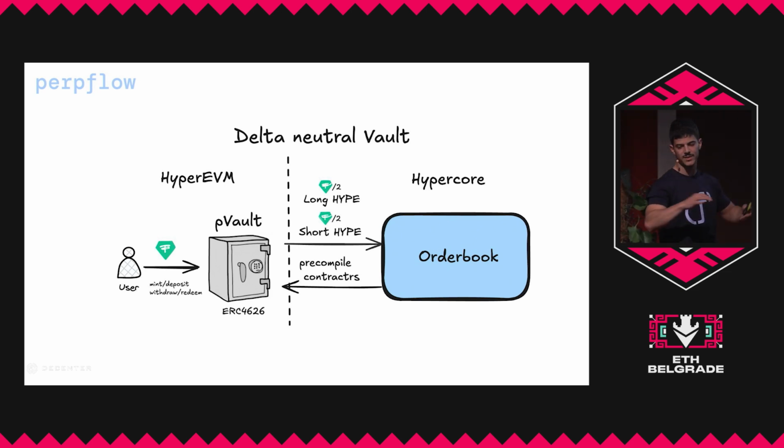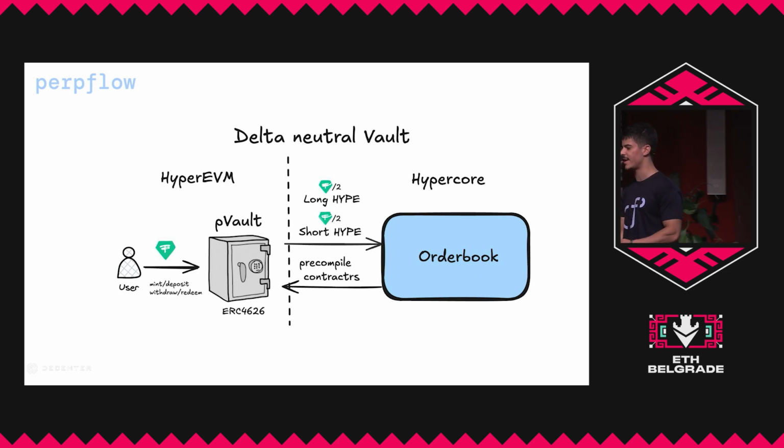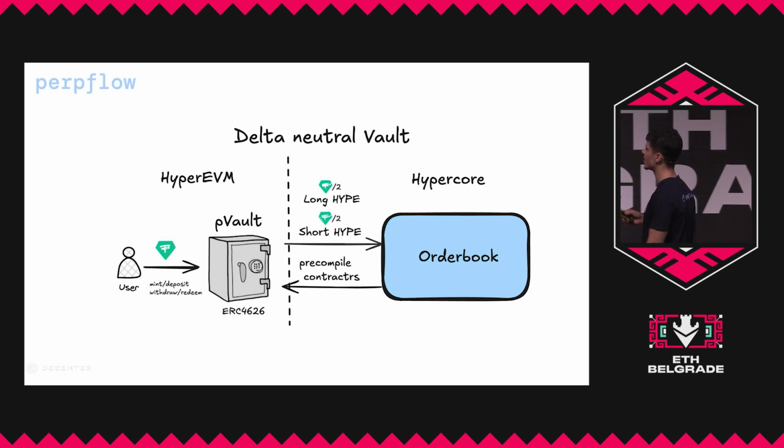Now, to automate this, currently you would have to have a centralized solution where the money goes to an EOA, it trades, and it sends the money back to the user when he wants to withdraw it. Because currently, without the write precompiles, you cannot execute transactions on L1 from HyperEVM. But with the release of write precompiles, this becomes possible. How? So this is the architecture.